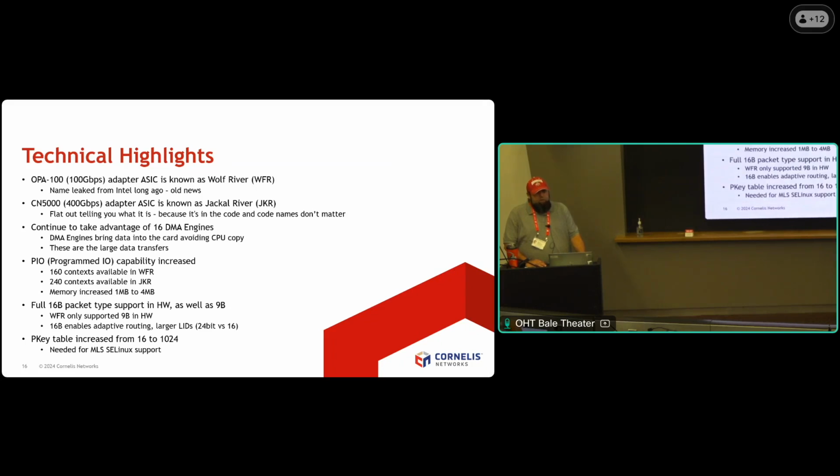It brings forth a lot of the technology that we have in the 100 gigabit, just bigger, faster, better. There are some new things, and we'll talk about those. Specifically, we do still continue to take advantage of the 16 DMA engines. This is what brings data into the card, as opposed to having the CPU move the data, generally for your larger transfers, and for smaller transfers we have programmed I/O, PIO.